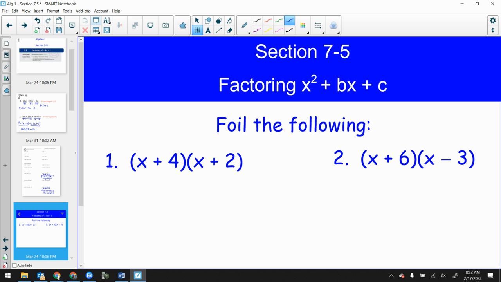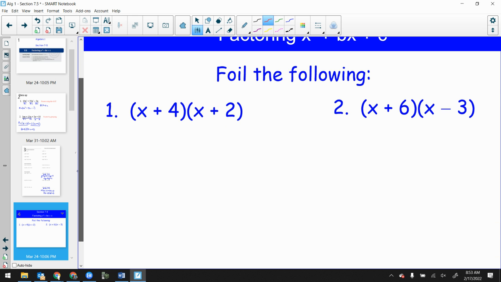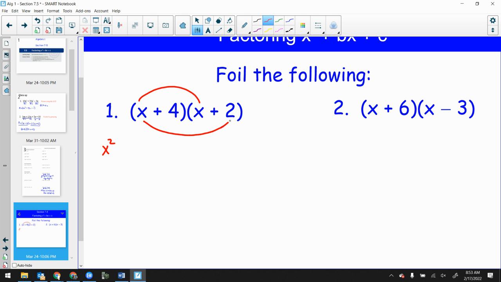All right, let's take a look at the first one here. First, outer, inner, last. X times x, x squared. X times 2, 2x. 4 times x, 4x. 4 times 2, 8. Combine: x squared plus 6x plus 8. Right? We do okay on that?